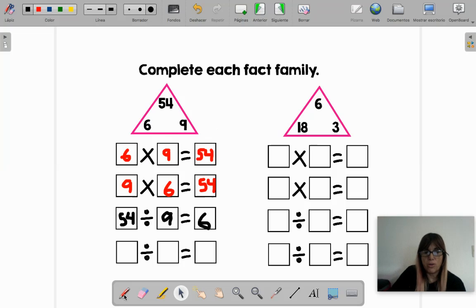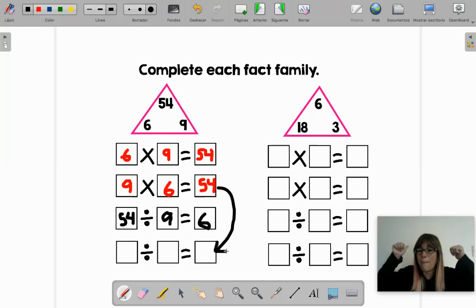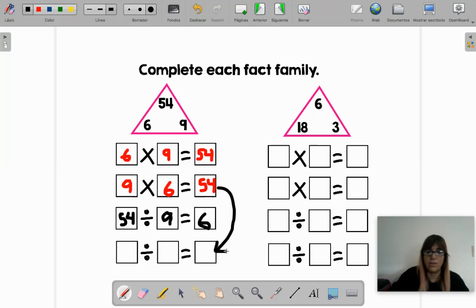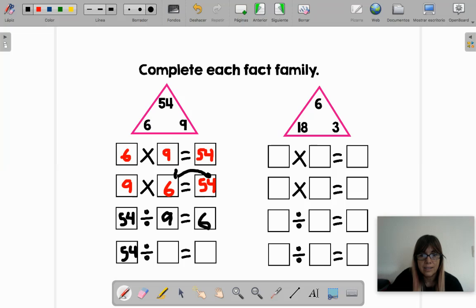Okay, so now for this next one, we're going to do our second multiplication here, but we do it backwards. That means we begin with the last number and then go back, okay? So if I do it backwards, I begin here. That's a 54. That's my first number. Then we go back. The next number is 6. And then the next number is 9.